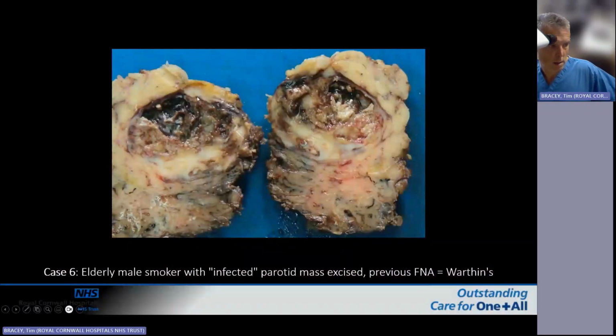Thought about this. So this was an elderly male smoker with what they described as an infected parotid mass. When I cut this in half, it looked a little bit like an abscess. There were these yellow bits and calcification, and it looked like a chronic abscess. But the previous FNA was confidently called Warthin's tumor.